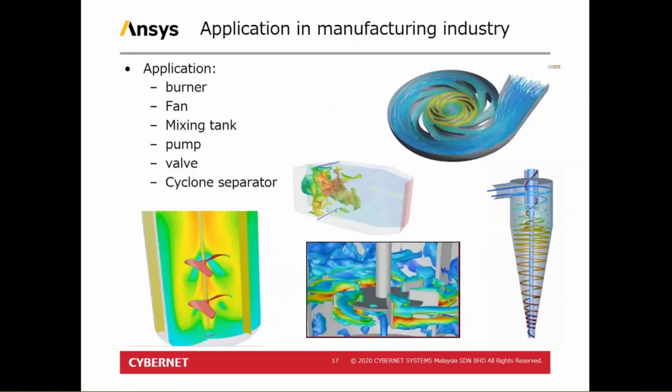Okay. This is an example of the manufacturing industry. So you can simulate the burner. This is an example of the burner, and a mixing tank. This one is a mixing tank. And a valve. And this is a cyclone separator example.